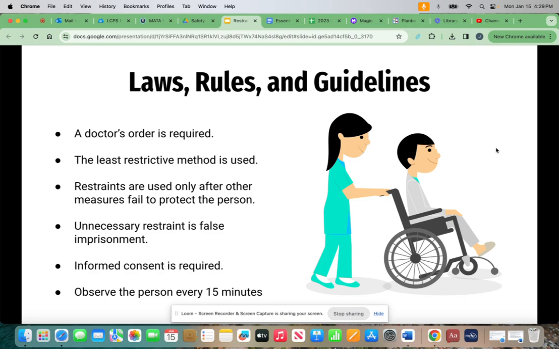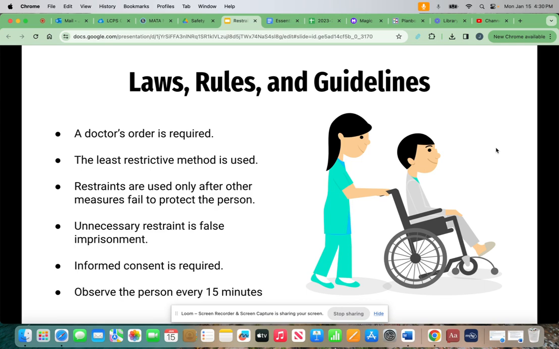Here are some laws, rules, and guidelines for restraint use. First, a doctor's order is required. The least restrictive method is used. Restraints are only used after other measures fail to protect the person. Restraints do not replace properly supervising and observing the person. When used, the restraint must be the best safety measure for the person. Restraints are not used to punish or penalize uncooperative persons. Unnecessary restraint use is false imprisonment.